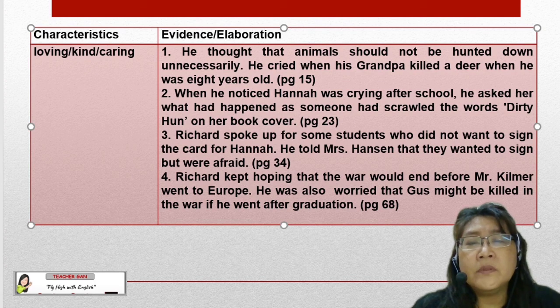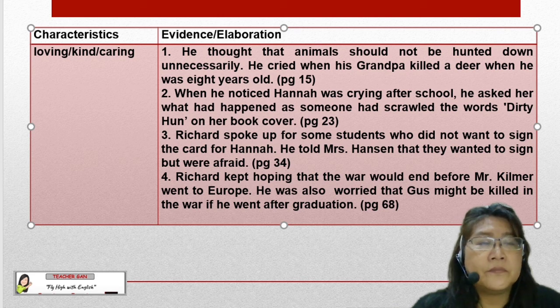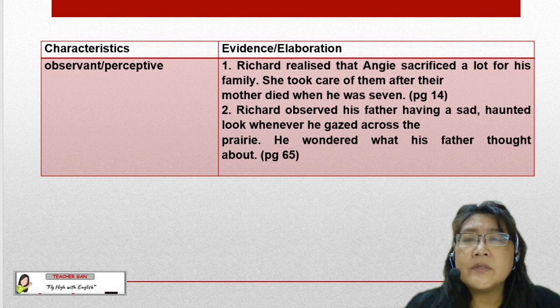Number four, Richard kept hoping that the war would end before Mr. Kilmer went to Europe. He was also worried that Gus might be killed in the war if he went after graduation. Next, Richard is also observant or perceptive.